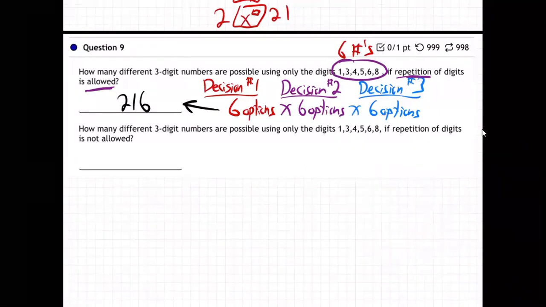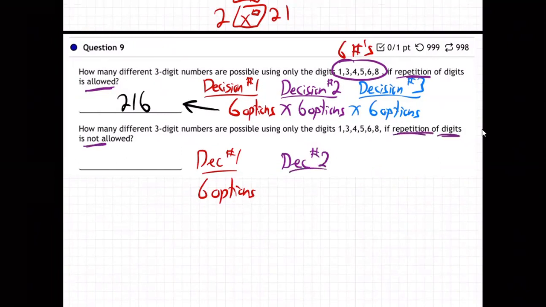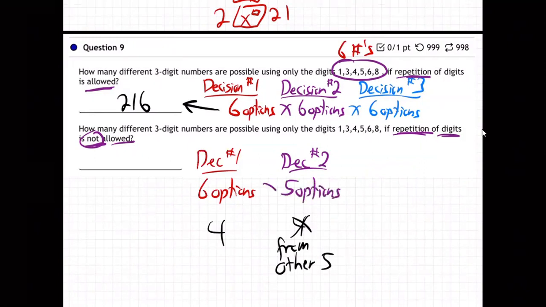But now it's going to be a little different for part 2. For decision number 1, you're going to have 6 options. That's the same, nothing different there. But for decision number 2, remember, repetition of digits is not allowed. So say I chose a 4 for my first digit. For the next digit, I can't choose 4 again. I have to choose from the other 5. I've only got 5 options now, because I can't repeat. Is that making sense?